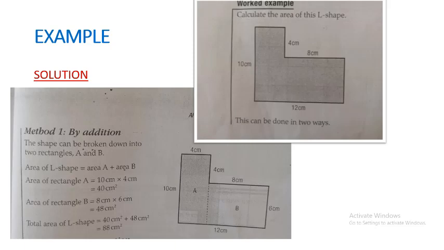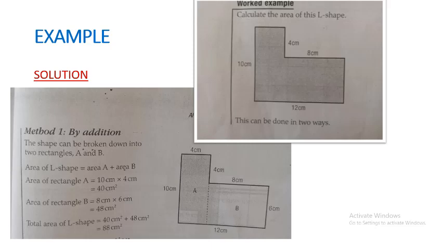Now, conclusion, we are going to find the total area of the whole shape. The total area of the whole shape is the addition of the areas of the two rectangles. That's why we are saying total area of the L shape, or total area of a composite shape, is equal to 40 square centimeter plus 48 square centimeter. So the answer is 88 square centimeter. That's the area of the whole shape.